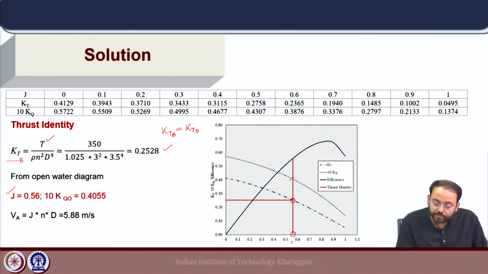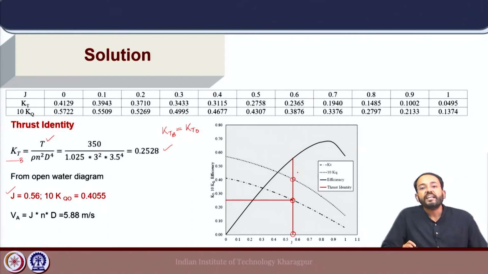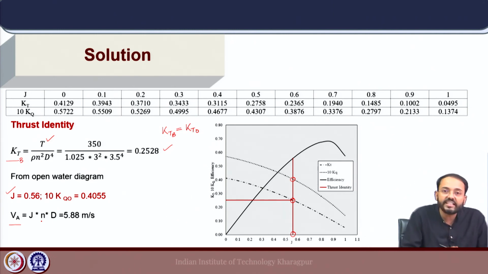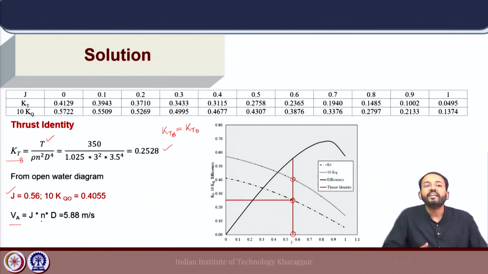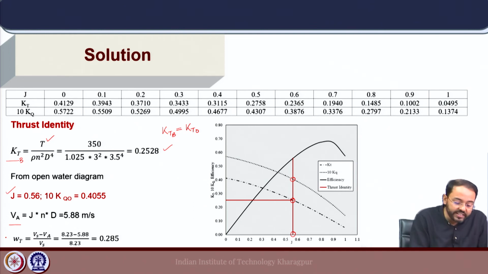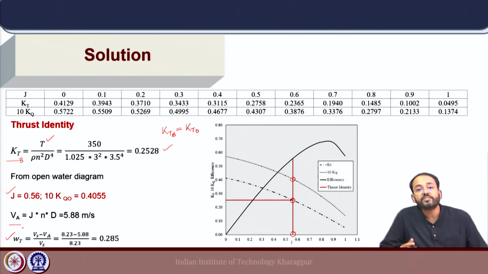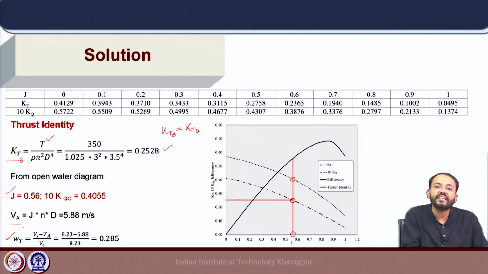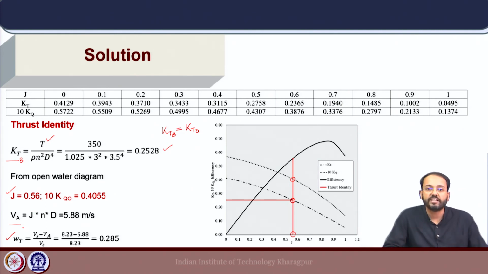and the corresponding Kq, and from the calculation of J we can get the velocity of advance Va as Jnd, where the propeller RPM and diameter are already known. So, based on thrust identity, it is the same RPM here, and we can calculate the velocity of advance. Now, once we have that, we can calculate the wake fraction, the effective wake fraction based on thrust identity, because that is the premise of this particular calculation.